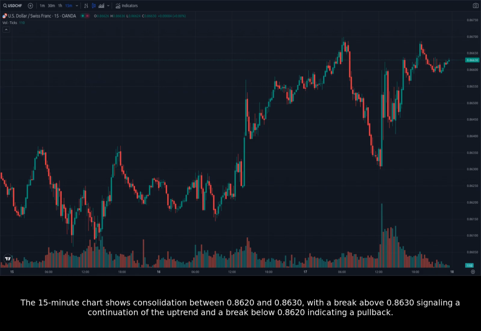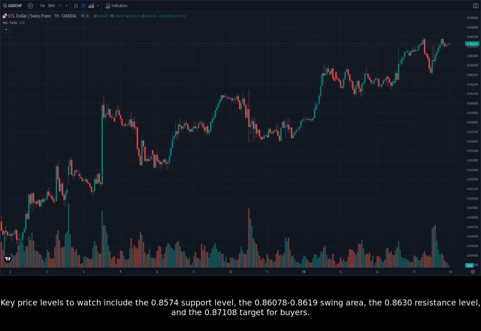The 15-minute chart shows consolidation between 0.8620 and 0.8630, with a break above 0.8630 signaling a continuation of the uptrend and a break below 0.8620 indicating a pullback.